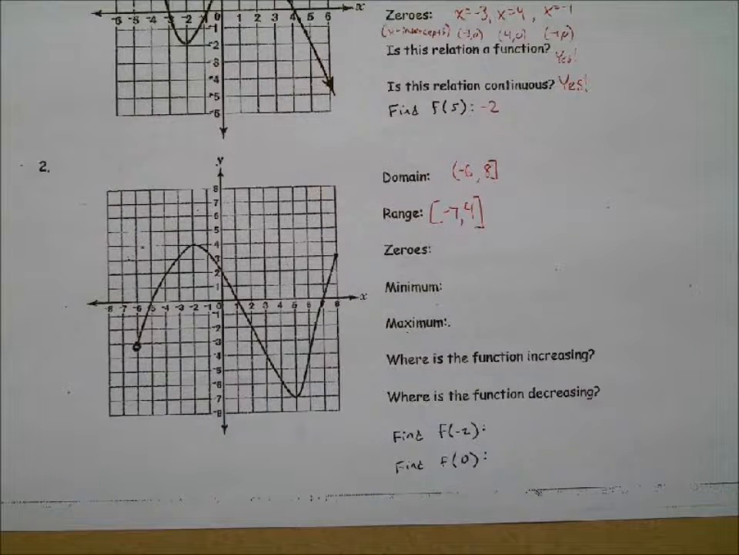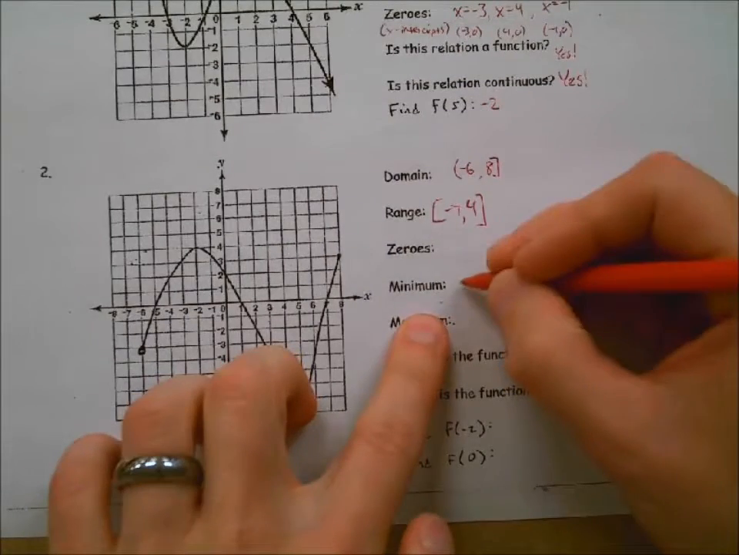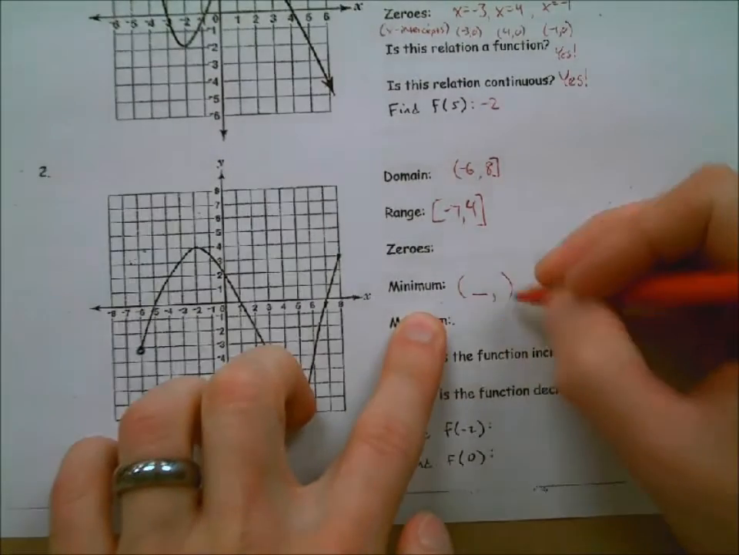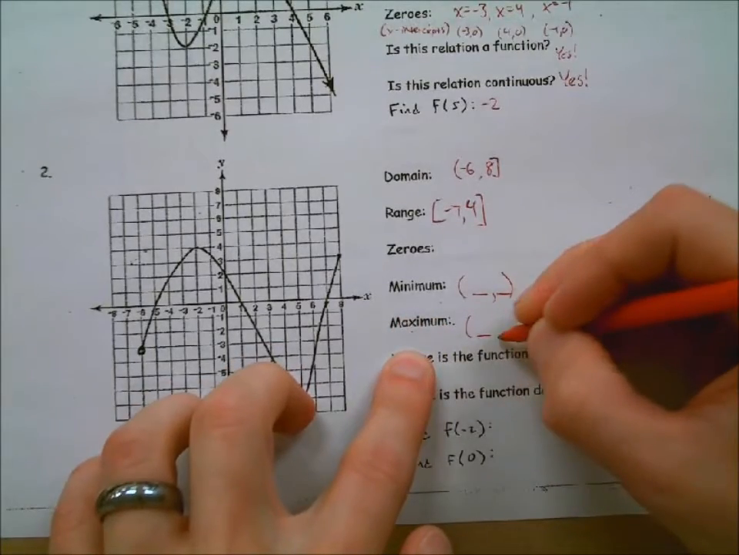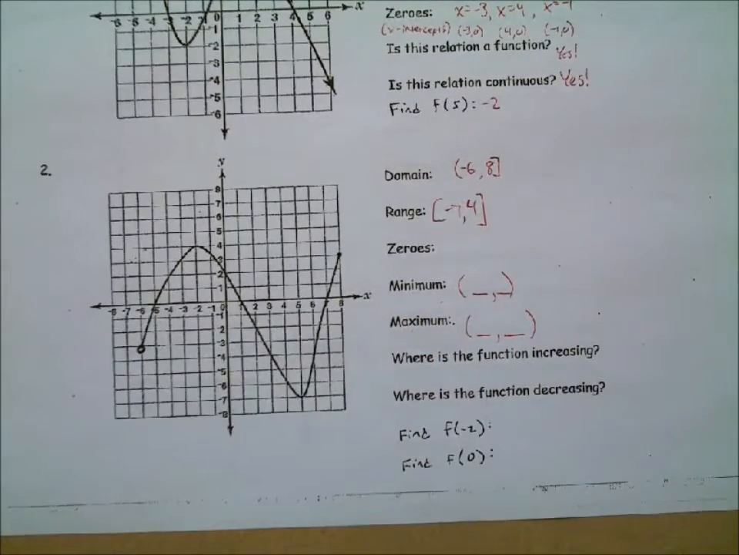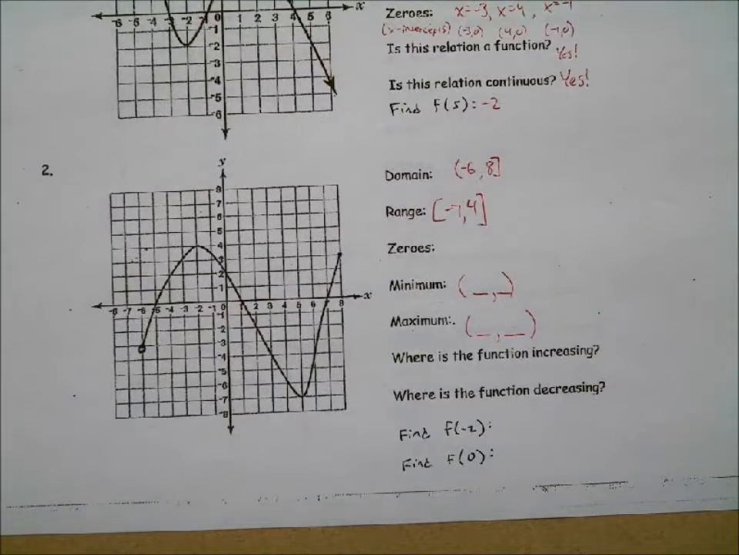Okay, Matt, question? Okay, for the minimum, I want coordinates, blank, comma, blank. And for the maximum, I want coordinates, blank, comma, blank. Give me the coordinate of the highest, coordinate of the lowest. So go ahead and answer those questions.